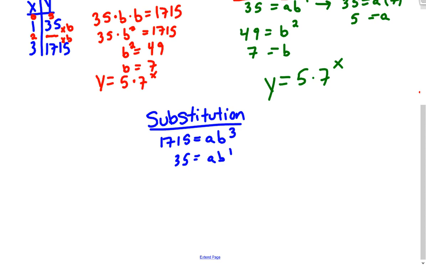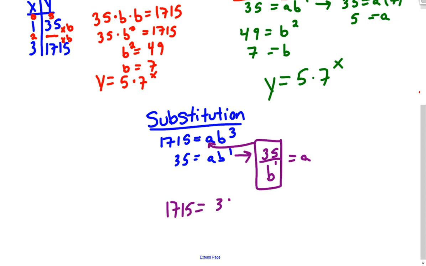So what I can do is take this bottom one and get, again, a by itself, which means I have to divide both sides by b. In this case, it's b to the first. Now, since I have this in terms of a equals, I can take this and plug it in place of a. So 1715 equals 35 over b to the first times b cubed.